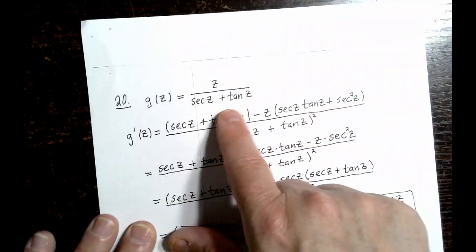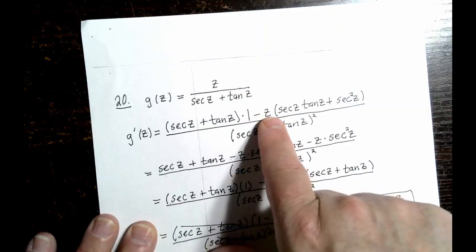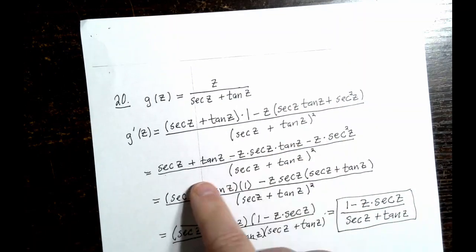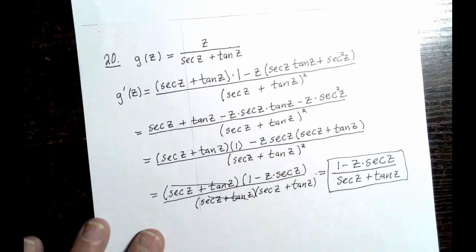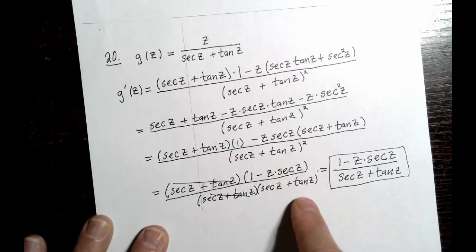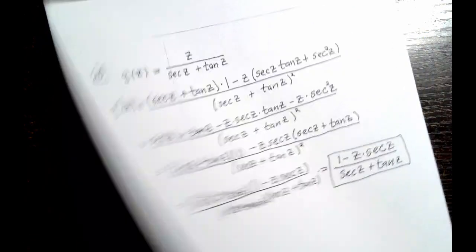Alright, what's the derivative of this? Well, it's the bottom times the derivative of the top, which is just 1, minus the top z times the derivative of the bottom, which is this here, all over the bottom squared. And you can expand everything out, factor out a secant z plus tan z, and it cancels with the denominator, and you end up with that as your answer for your derivative.